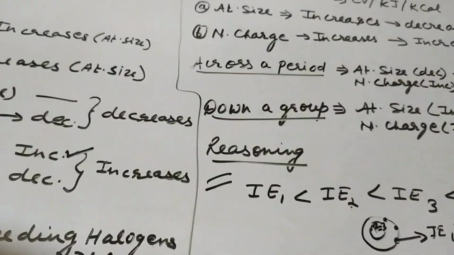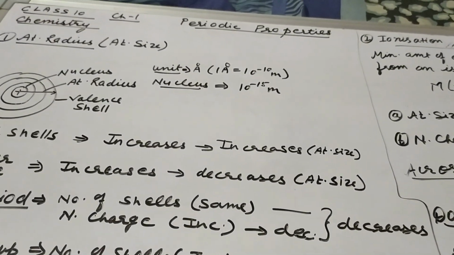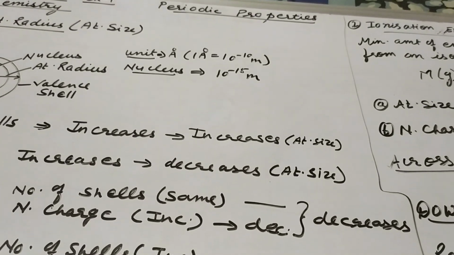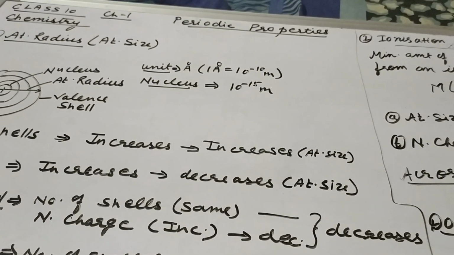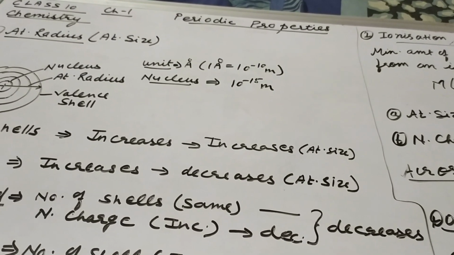Only this much we'll deal with in this video. We have dealt here only with atomic radius and IP. Next we'll deal with electron affinity and electronegativity in the next video, on periodic properties.